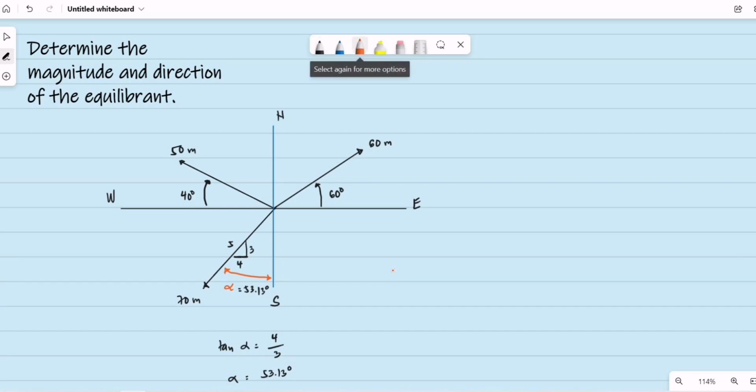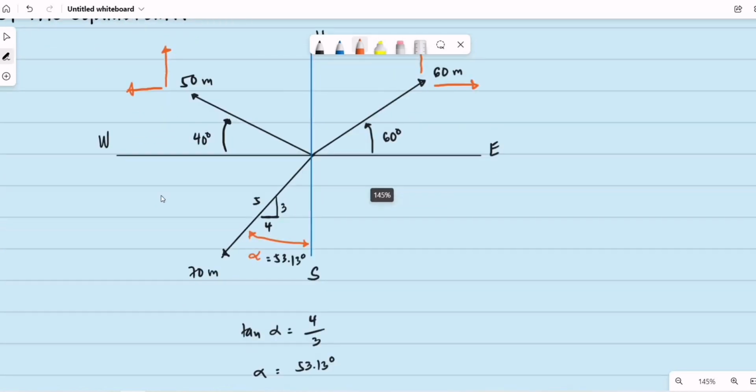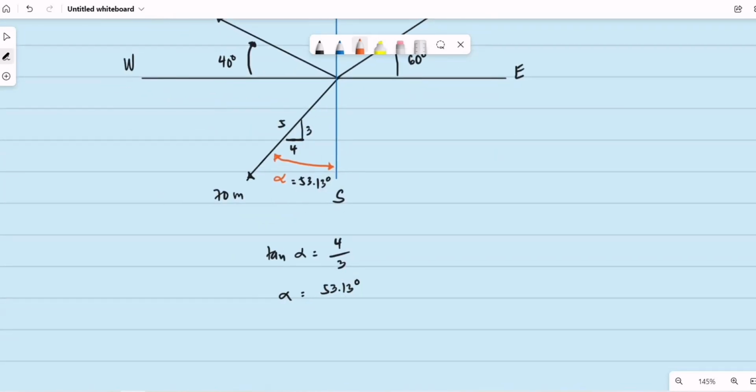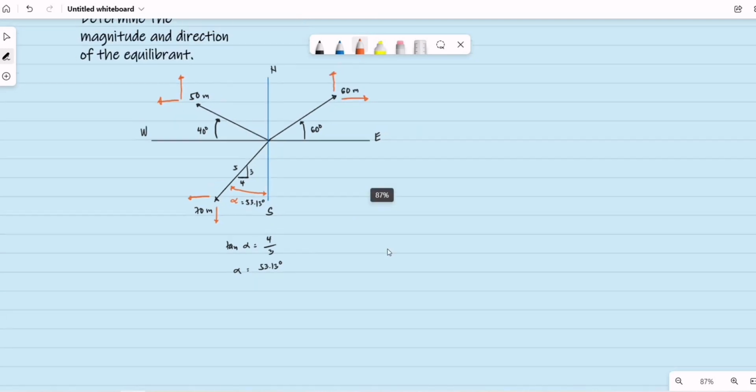So we may first write arrows regarding the direction of the components of each vector. So for this 60 meters, one towards the north, the other is towards the east. Okay, when it comes to this 50 meters, towards the north and towards the west. And for the 70 meters, one towards the south, and the other will be towards the west when it comes to its components.